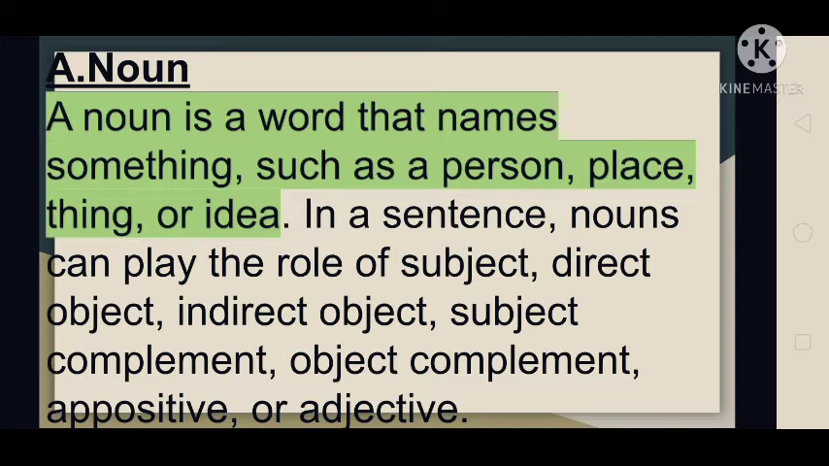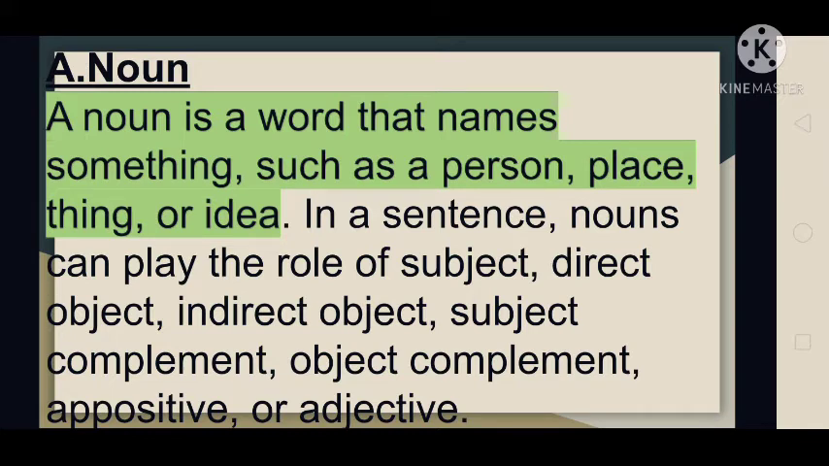Example, John. John is the name of a person, so John is a noun. Germany, Argentina, India, Meghalaya, that is a name of place. That also is a noun. Things like knife, bed, pillow, blanket, that also is a thing. So that is a noun.